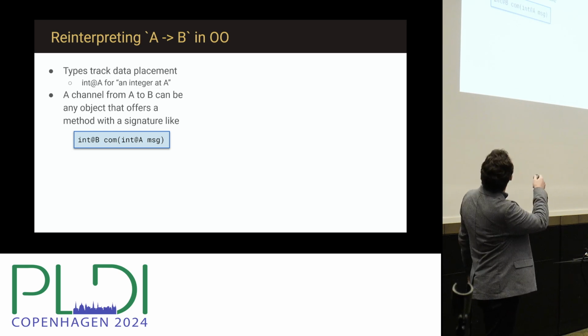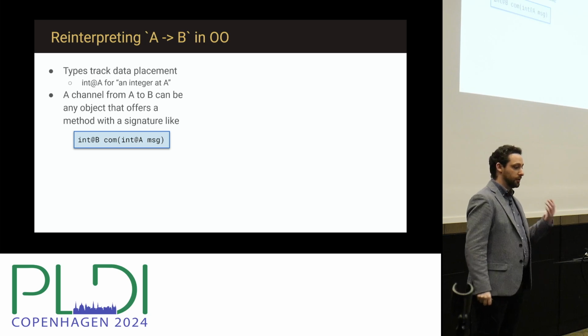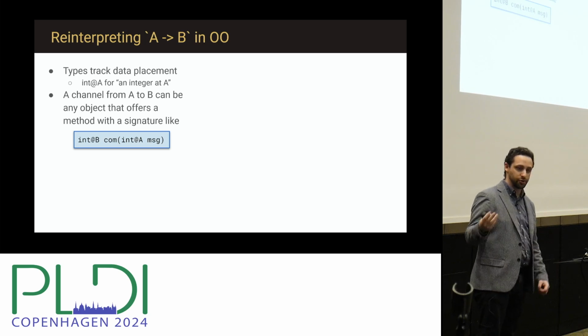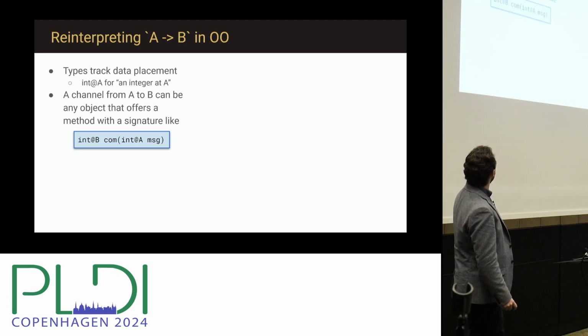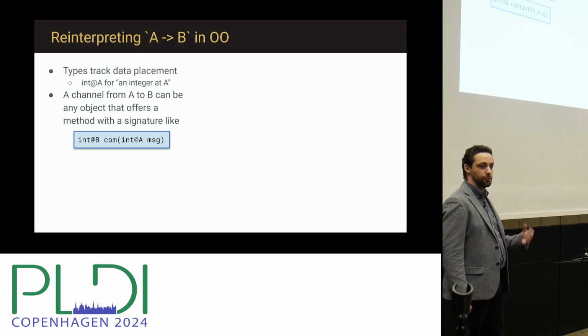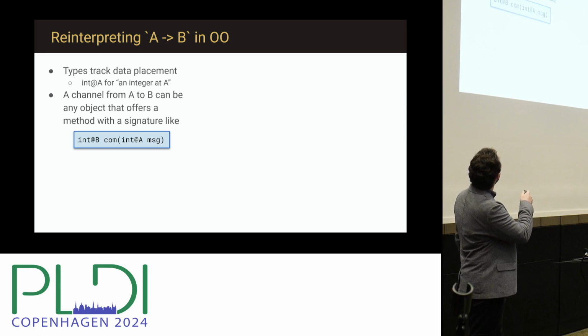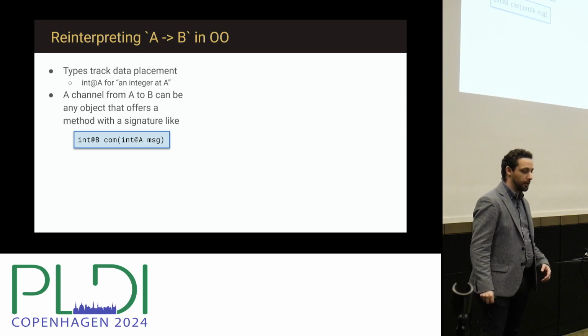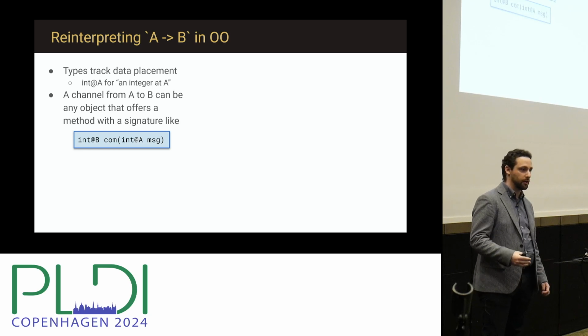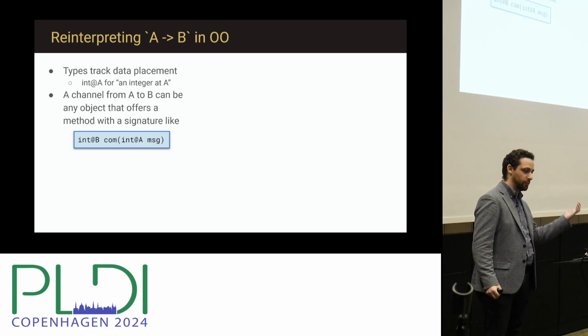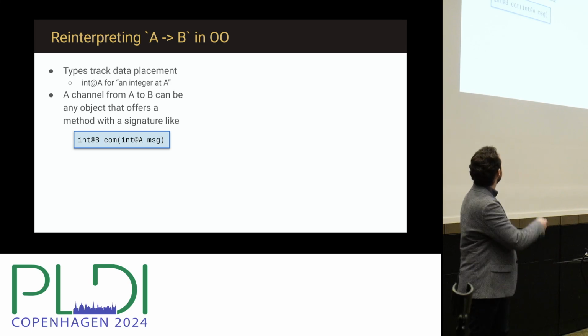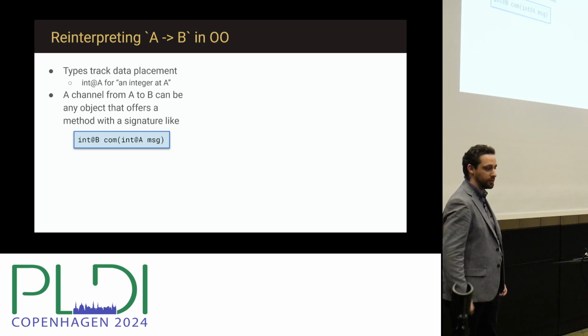For instance, here we have this expression meaning that we have an integer that is located at A, so a process or a participant A. Thanks to this interpretation, then communication or a channel could be any object that has a method that allows to take data located at A and returns data of the same local type located at B, like anything with a signature like this one, for instance.